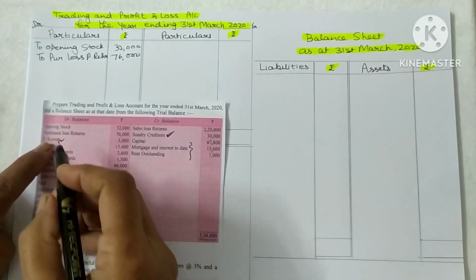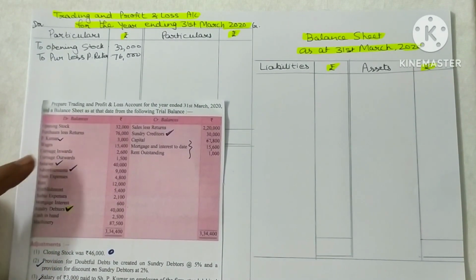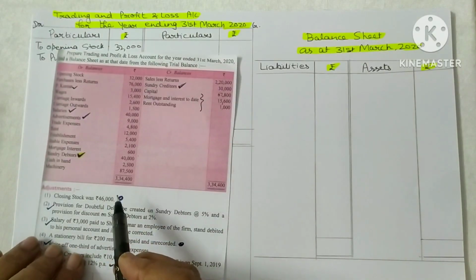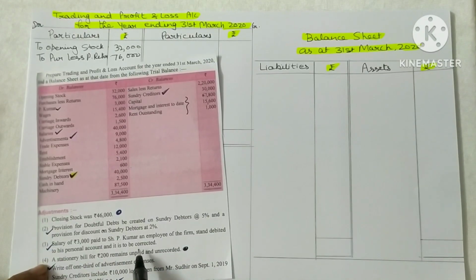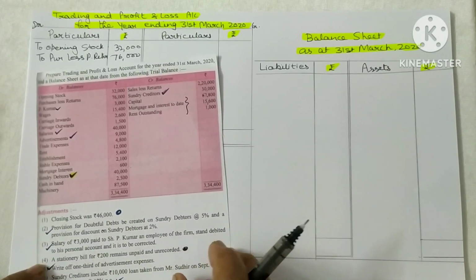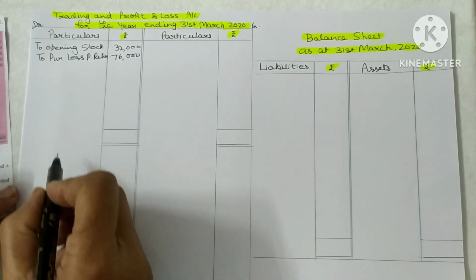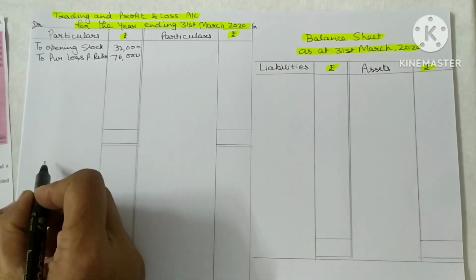Next item is P. Kumar. I have already marked those items which are in adjustments by a tick mark, and those which are not in the trial balance I have marked with this type of circle. So adjustment: salary of 3,000 paid to P. Kumar, an employee of the firm, was debited to his personal account, and now it should be corrected. So P. Kumar's salary is adjusted in the profit and loss account with salary.